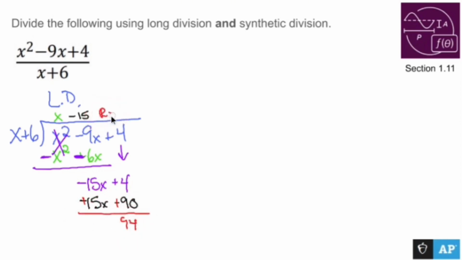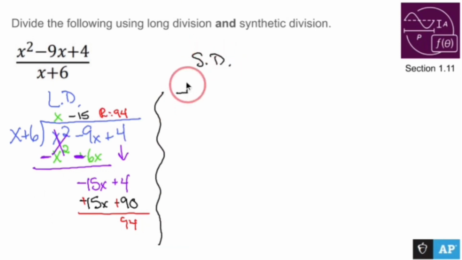Now, I will write out that this is a remainder of 94, and in a minute I'll explain what that means, but we're not there quite yet. Let's do synthetic division. A lot of people prefer synthetic division because it's faster. So synthetic division is going to look a little something like this.